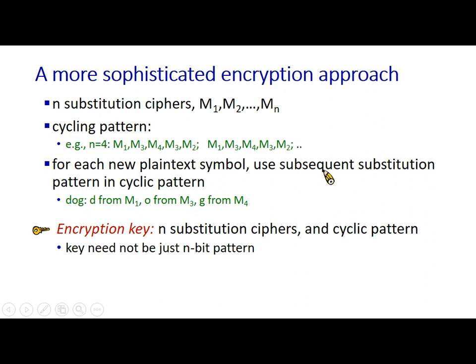So we can see the cycling pattern: D from M1, O from M3, and G from M4. It's like this rule. The encryption key is the n substitution ciphers and the cycling pattern. So the key need not be just an n-bit pattern.